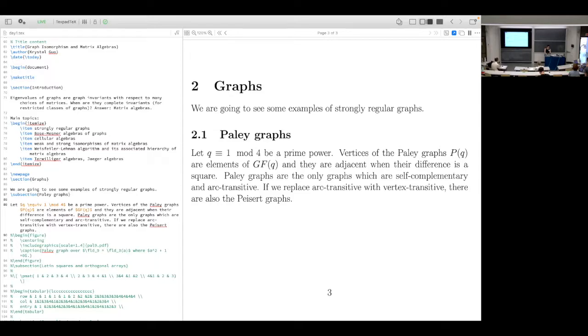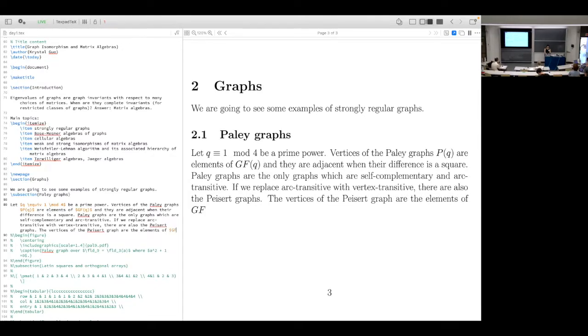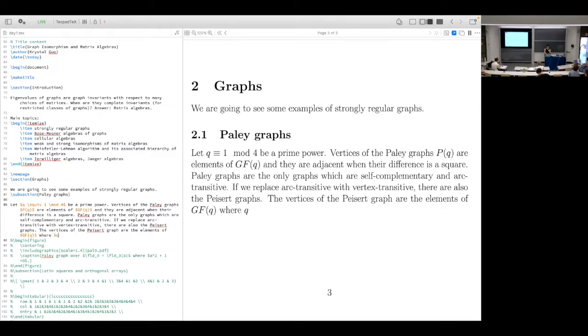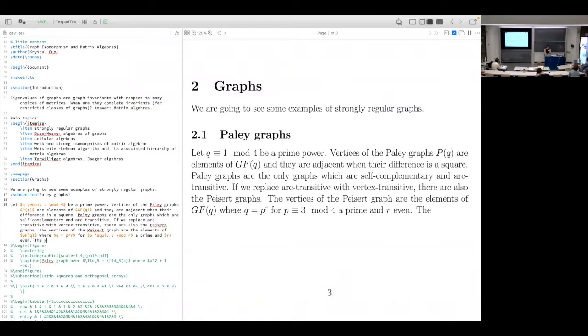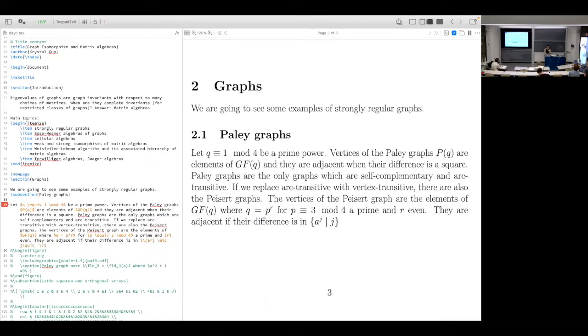So the vertices of the Peisert graph are the elements of GF of Q, where Q is P to the R, with P equal to 3 mod 4, a prime, and R even. They are adjacent if their difference is in the following set. So as a Cayley graph, I have to tell you what the connection set is. It's just A to the J, all the powers that are 0 mod 4 of any generator, where J is equal to 0 mod 4, where A is a generator of the group of GF.